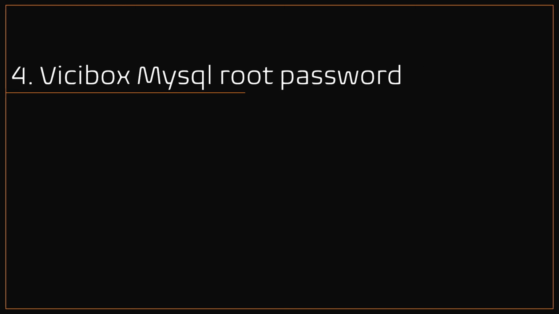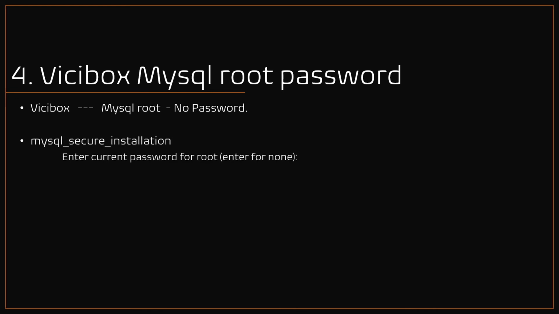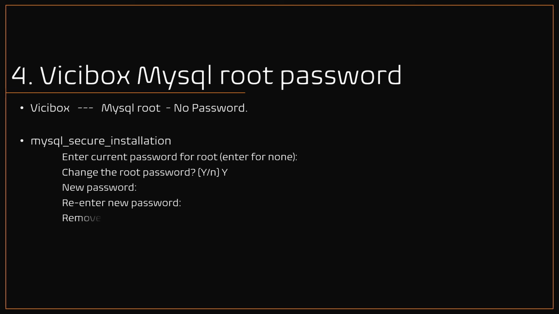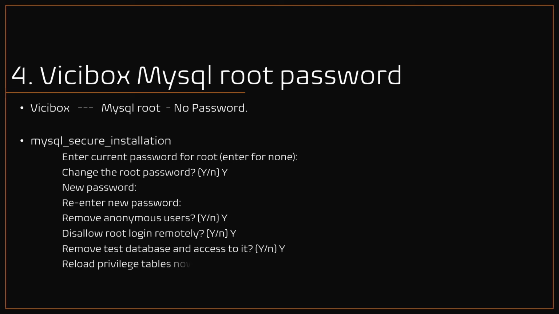Number 4, Vicibox MySQL root password. By default in Vicibox installation, no password is set for MySQL root access, which means a user can access MySQL without a root password. To secure the MySQL root access, we need to set a root password. Also, disable the remote root login. By running the command mysql_secure_installation, you will be prompted to set a root password and disallow remote root login. You can also run the mysqladmin command to change the root password. All these commands are provided in this video description.